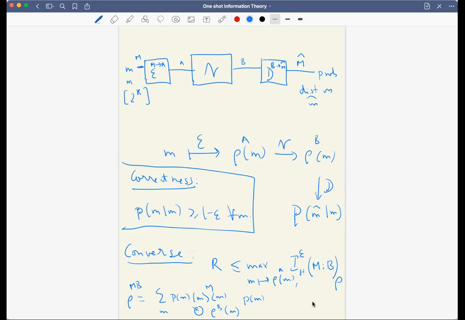So take a new set M, put a probability distribution P_M on that. Fix your encoding from little m to rho_A^m. Now you get a CQ state, rho_MB. Define the smooth hypothesis testing mutual information, and then maximize over rho_M and these encodings. So this is the statement of the converse.